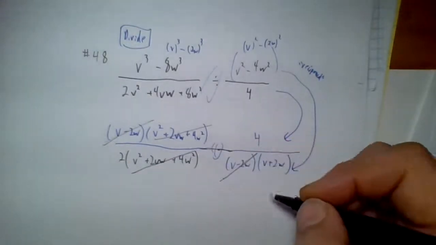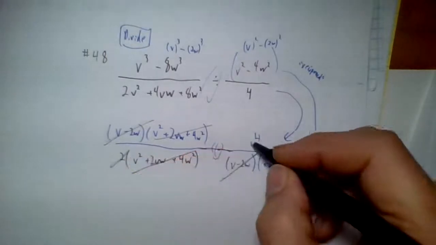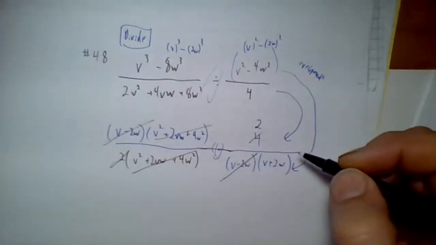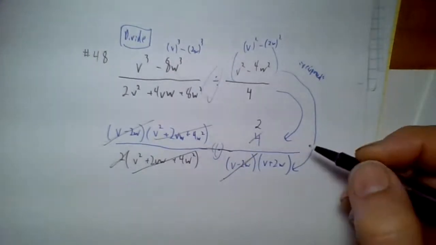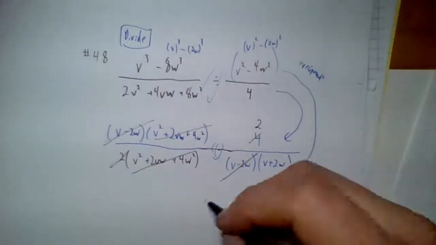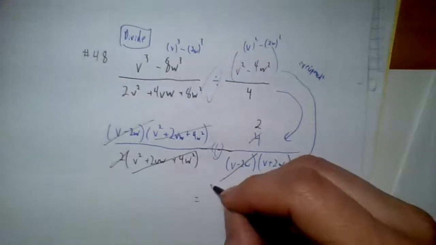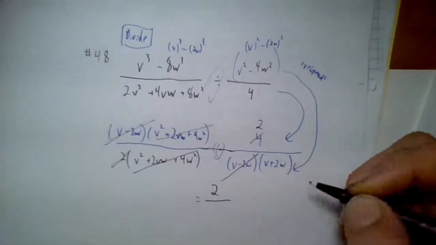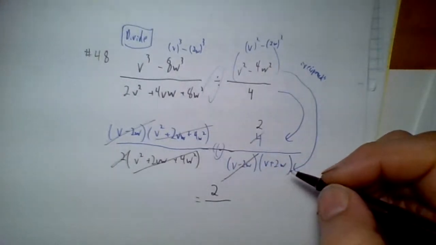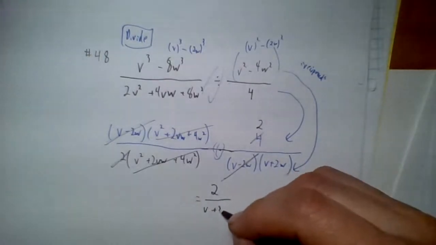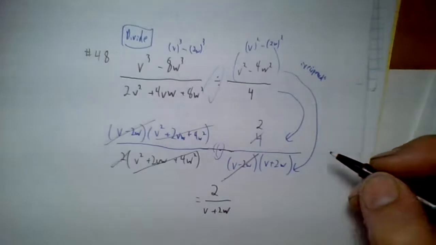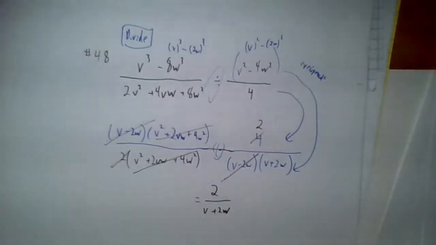2 and 4 have a common factor of 2, so I can divide by 2 here. And that's the only common stuff. There's not much left. Almost everything's crossed off. That's the nice thing about these, they're set up so that a lot of stuff will cancel. You should have a fairly simple form at the end. 2 over v plus 2w is all I have left. So a nice simple form of the result from all that division.